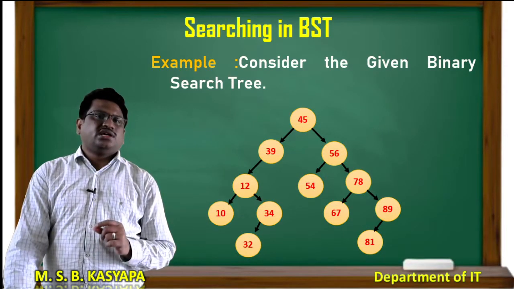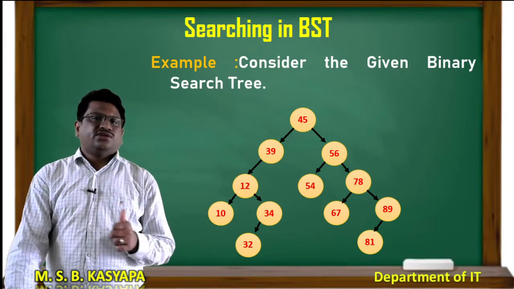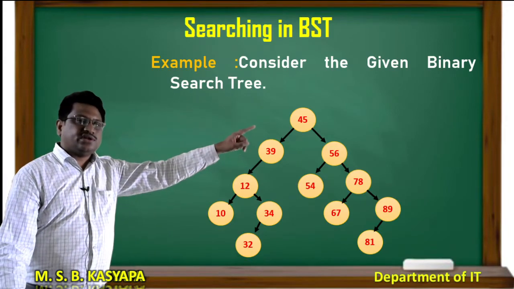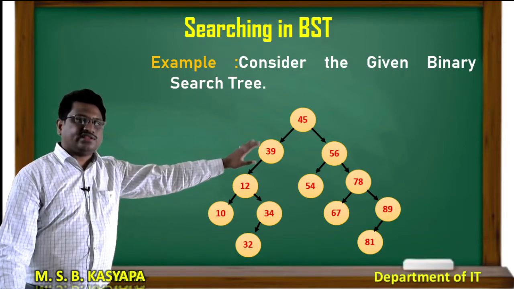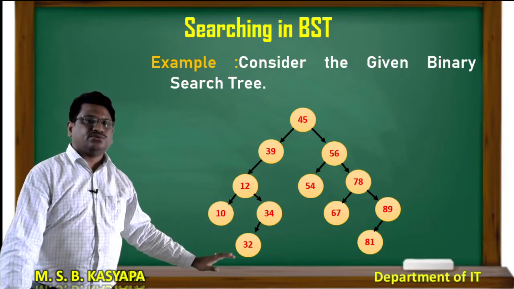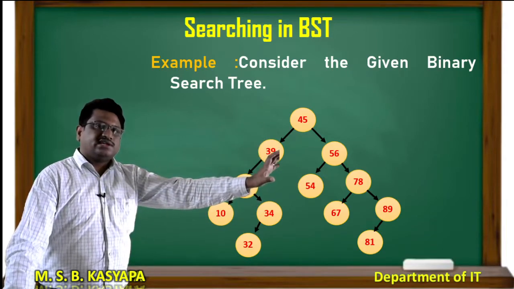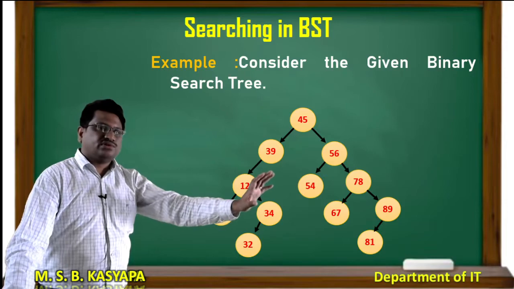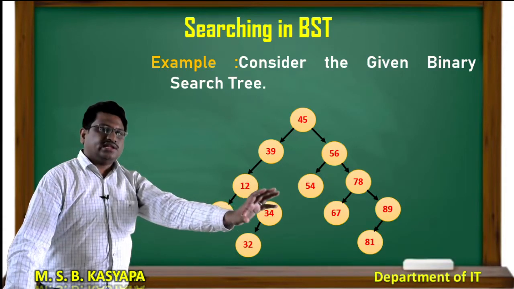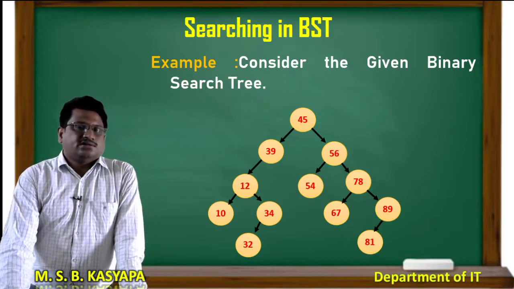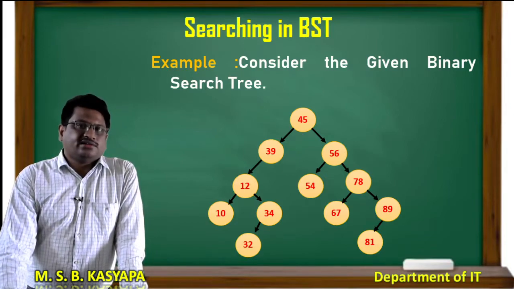Let us take an example. If you take this binary search tree, see here, on the left side of 45: 39, 12, 10, 34, 32, all are smaller than 45. And if you go to the right subtree of 45: 56, 54, 78, 67, 89, 81, all are greater values than 45. Am I right? So, it is a binary search tree.